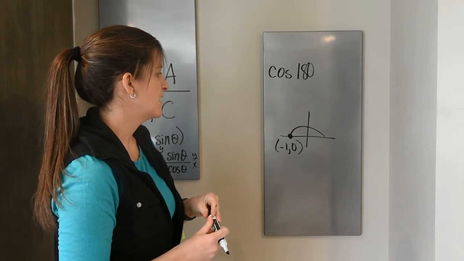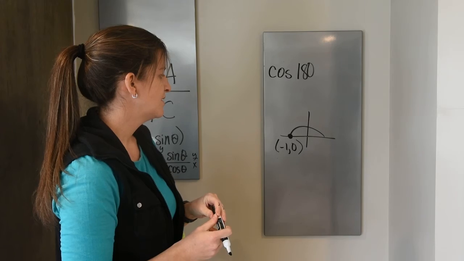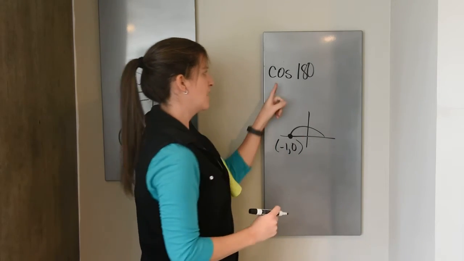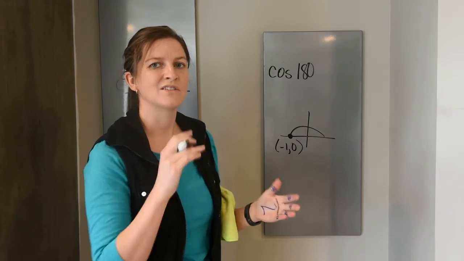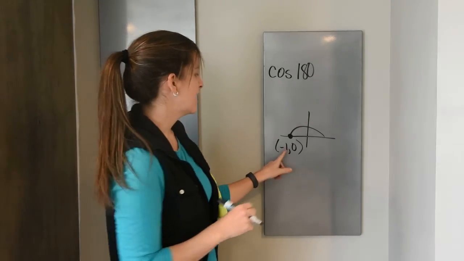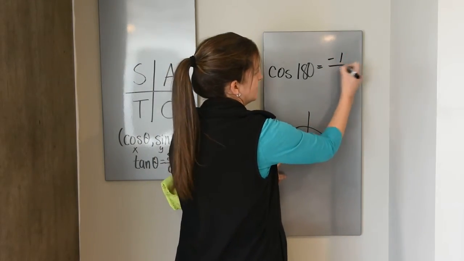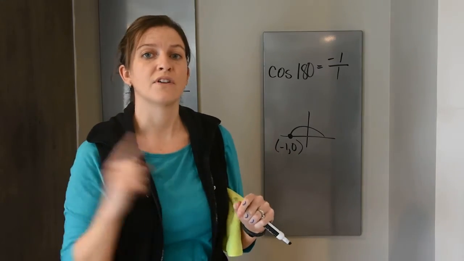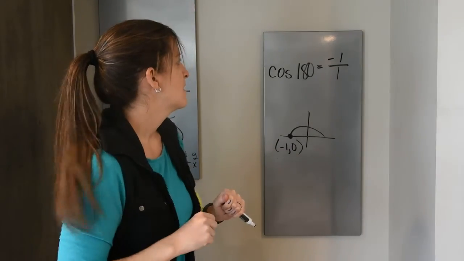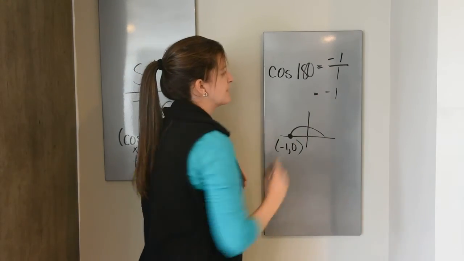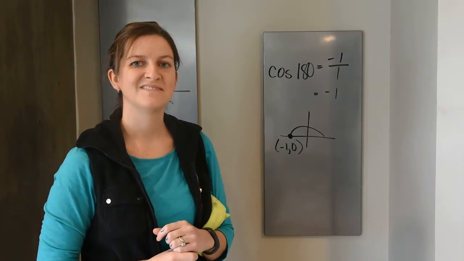Negative 1, comma 0. So, on a unit circle, I use the radius of 1. Cosine is going to be x over r. Your x is negative 1 and your r is 1 because in the unit circle all the radii are 1. So there you go. You reduce it, you get negative 1.